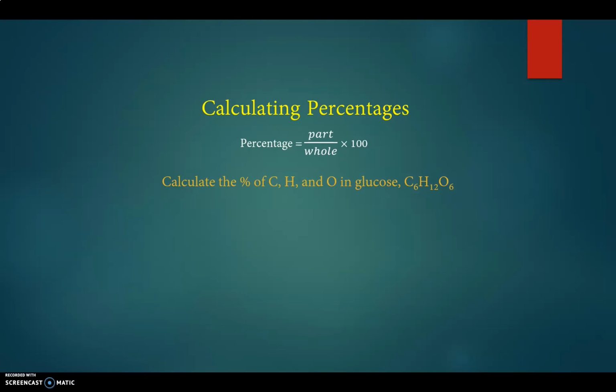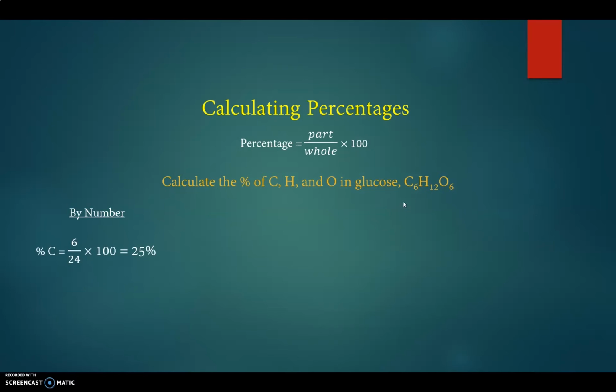All right, let's try calculating the percentages of elements in an actual compound. So let's take glucose, C6H12O6, and figure out the percentages of carbon, hydrogen, and oxygen in that compound. Now, as we mentioned before, there are two ways that we could approach this. We could base it on the number of atoms in the molecule.